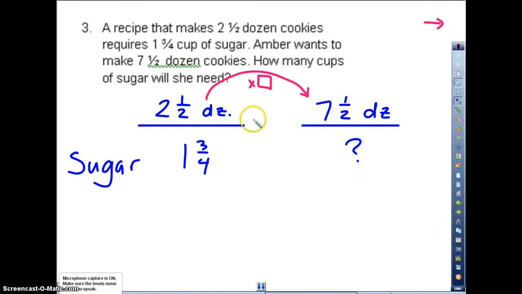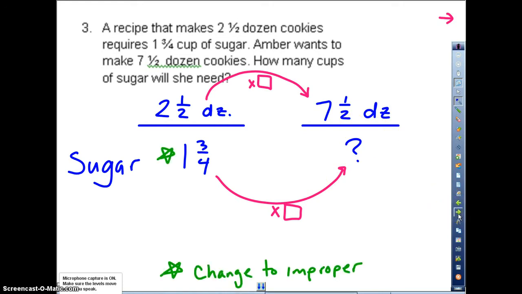If I can figure out what's the relationship between 2½ to 7½, I don't know, did it get 2 times bigger? Did it get 3 times bigger? Did it get 4 times bigger? If I can figure out that relationship, then I'm going to multiply this number by that same number to figure out my new cups of sugar.